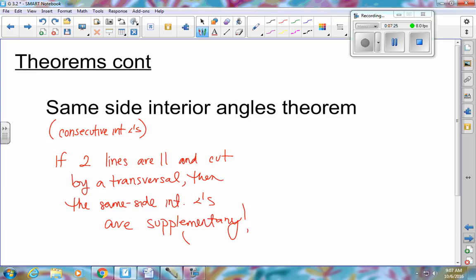So remember, supplementary means they add up to 180 degrees. So we can't just go ahead and say, well, 2 and 3 add up to 180 degrees. We'll actually write out angle 2 plus angle 3 equals 180. And then we'll say angle 7 plus angle 6 equals 180. That's the definition of supplementary angles.